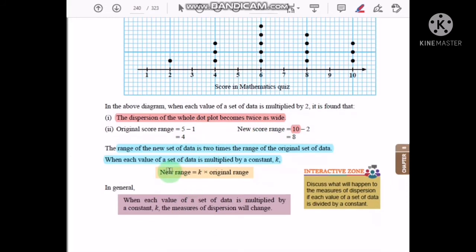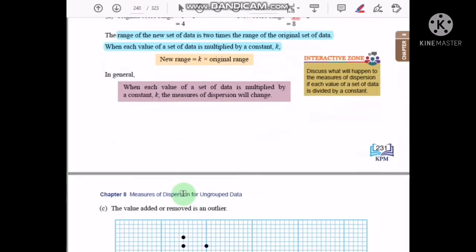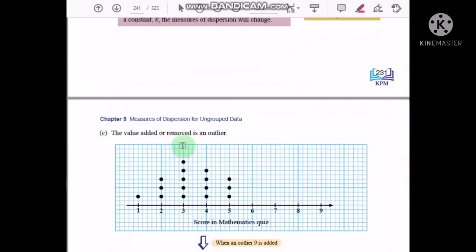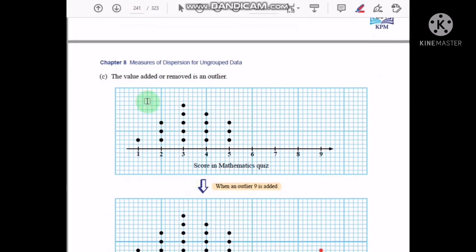So look at this one. The range of the new set of data is 2 times the range of the original set of data. So when each value of a set of data is multiplied by a constant k, the new range is equal to k multiplied with the original range. So this is the same thing I told you just now. So just ignore. Look at the next one.